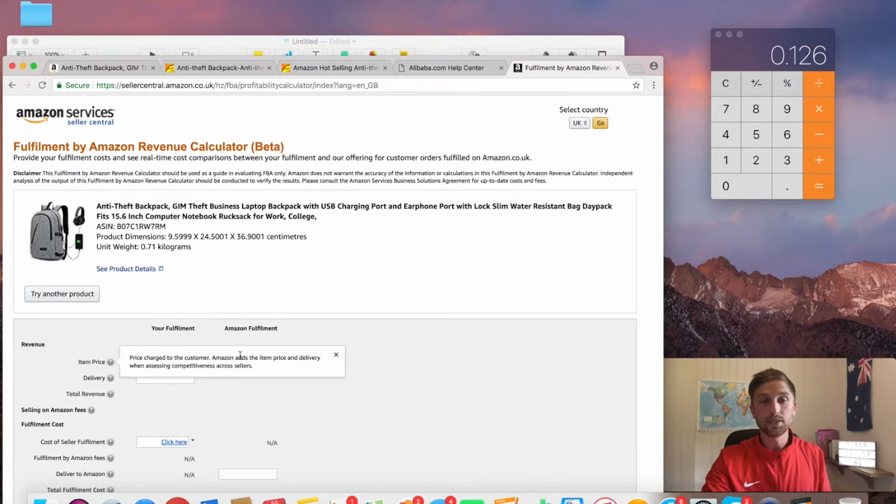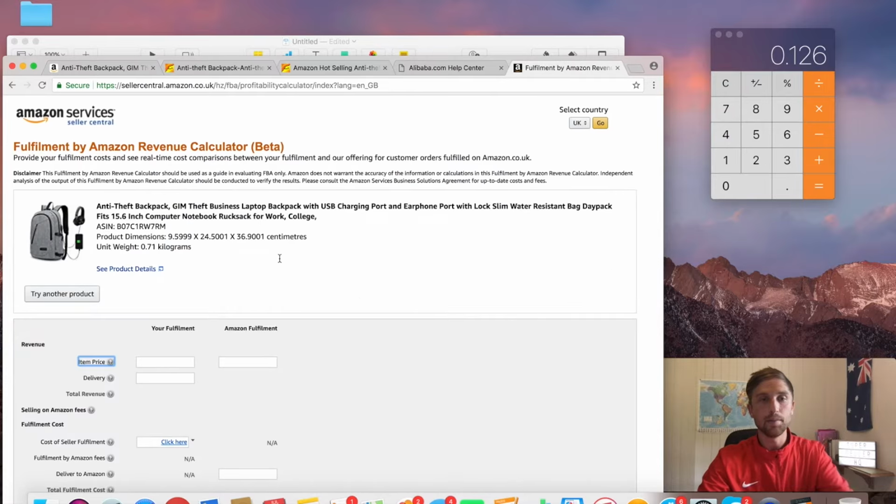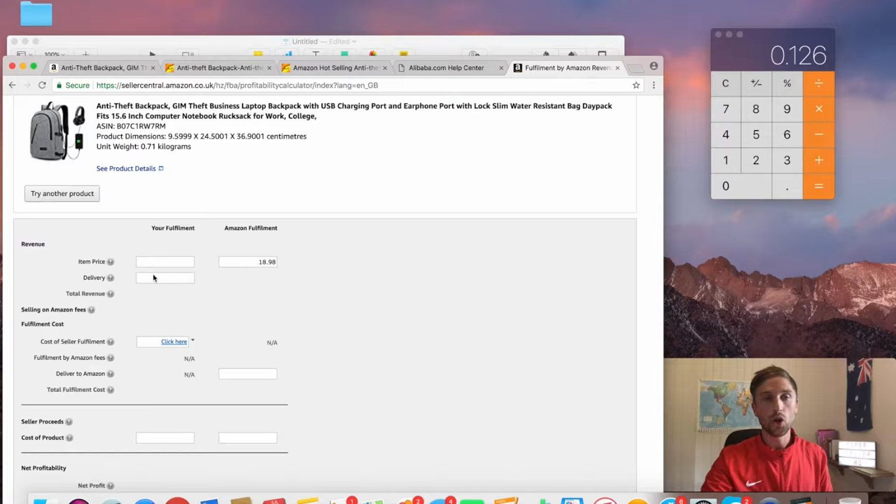So the item price is the price that you are selling on Amazon for, right? This is the product that you're looking at. £18.98. So let's go straight in and we'll go £18.98. Notice that I am looking at Amazon's fulfillment here, and I'm ignoring this whole column here because we're not looking at FBM, fulfilled by merchant. We don't want you to be doing any posting. We don't want you to be storing any products. We want Amazon to do all of the work, which is why we use Amazon FBA. That's the beauty of this whole business model, which I always talk about, right?